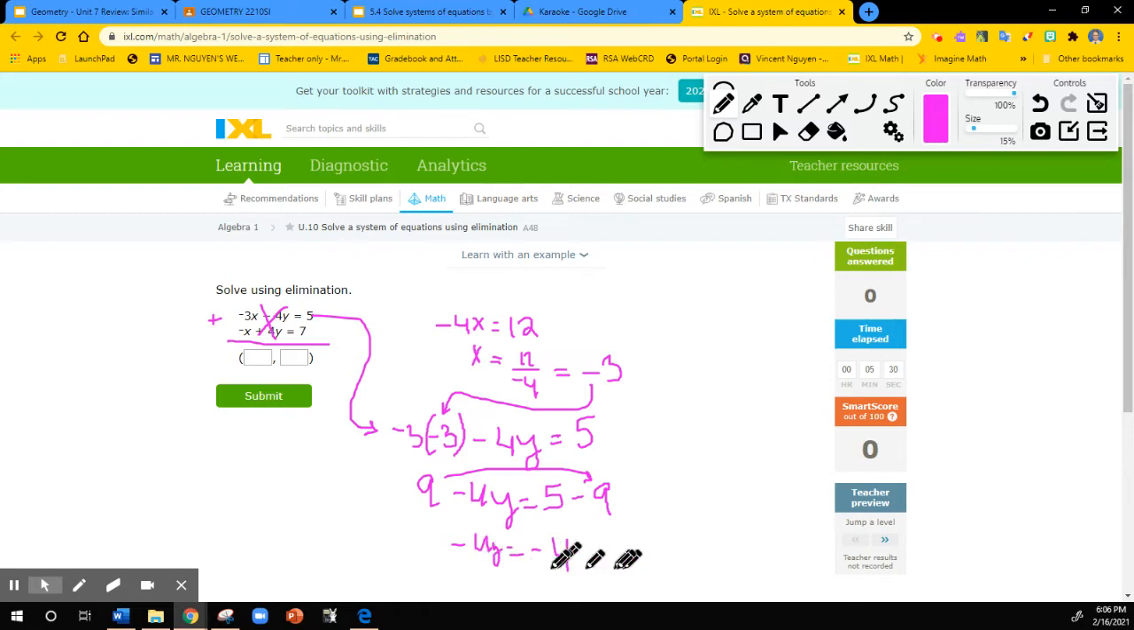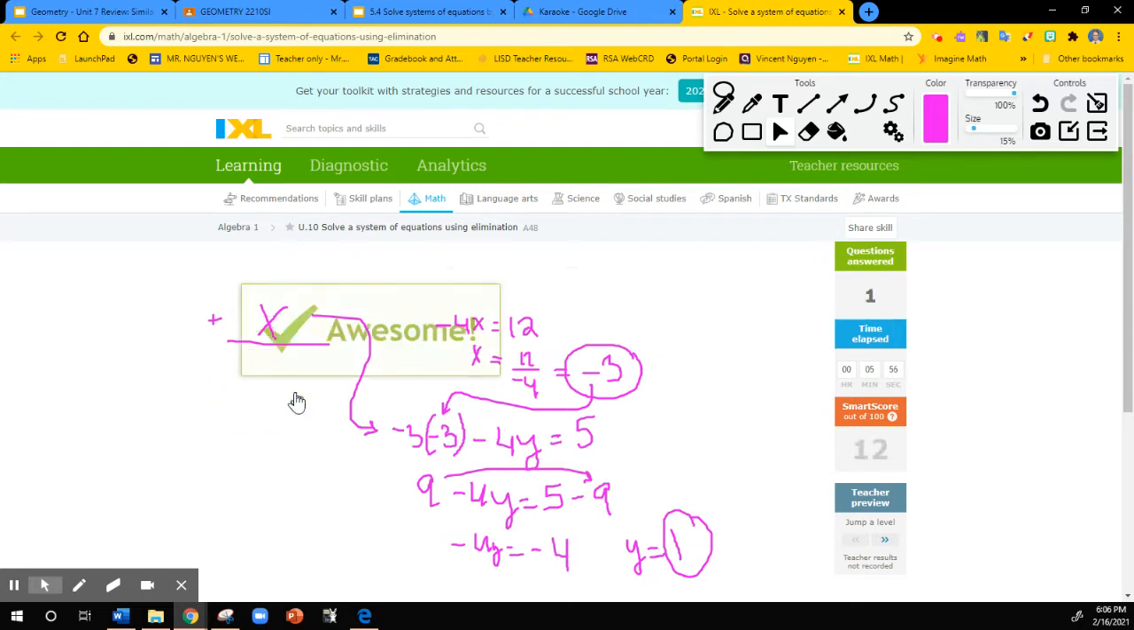So we're going to divide everything by negative 4. So we're going to get y equals positive 1. Okay, so here are our two answers, negative 3 and positive 1. These two answers make up the solution to this system. So we're going to type in negative 3 for x. Make sure you put them into the right spaces. And then y is 1. Submit.